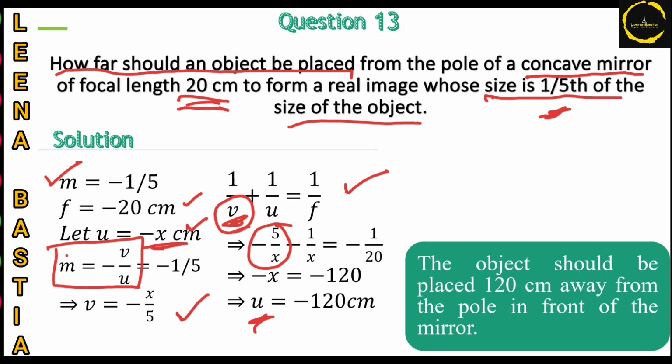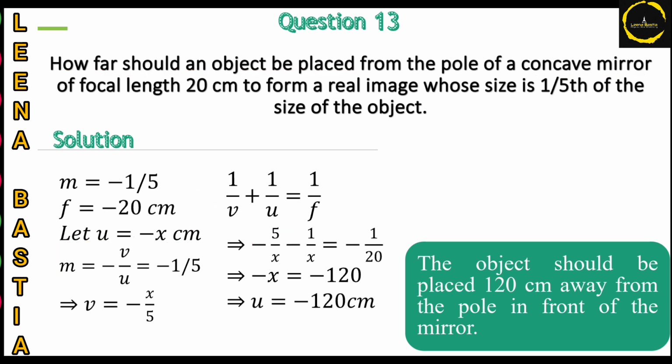Now this one is clear. Now u is x we had taken, now again it will be minus. So this is what we had written, and the focal length is minus 20. So here it has been substituted. Now you have to find x, and you will get this particular equation. It will be minus 120. Now minus x is just u, isn't it? So you will get the u value as minus 120 centimeter. I hope it is clear.